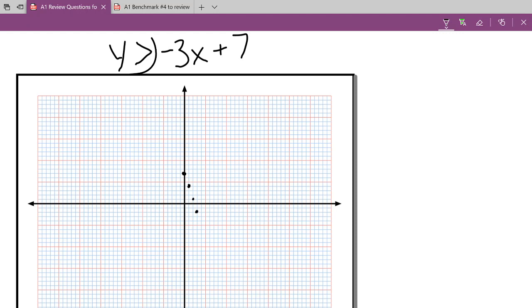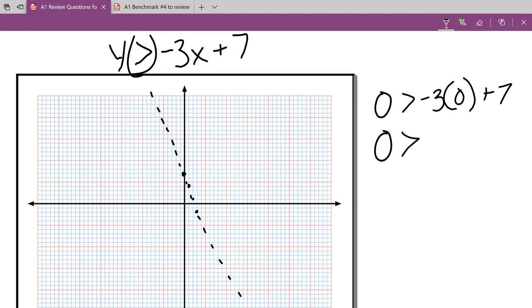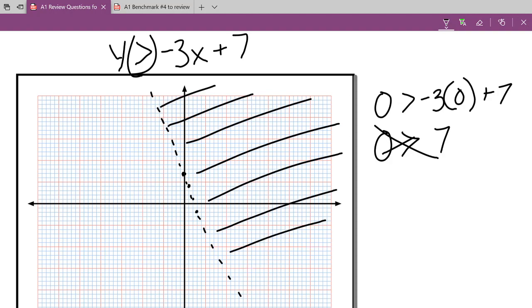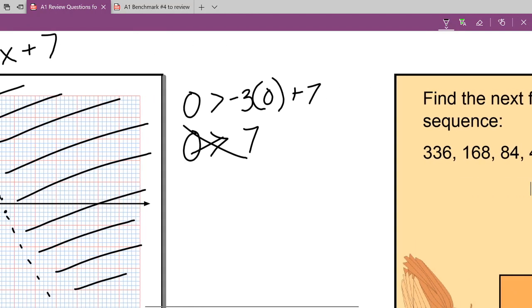But I look at this greater than sign and I say that tells me that I want a dashed line through these points. Okay, so we have a dashed line on this line, and then I have to decide, do I shade above or below? Well, I pick a point, and I typically choose (0, 0), and I plug it in. I say 0 is greater than negative 3 times 0 plus 7. That gives me 0 is greater than 7. That is not a true statement, so I don't want to include (0, 0) in my shading. I want to shade away from that, which is away from (0, 0) this way. And so I'd shade on that side.